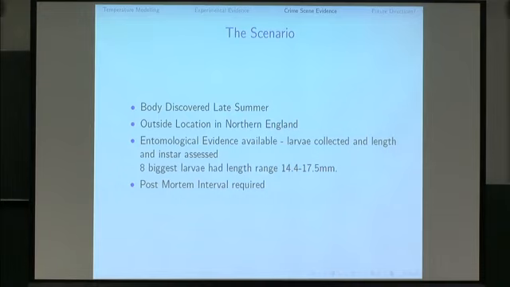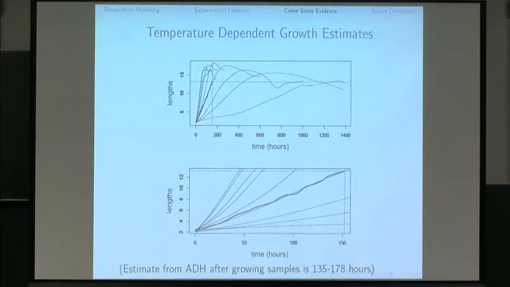There was larva collected and instar assessed. We just used the length of the larva, and it turned out the 8 biggest larvae that Martin discovered were between 14 and 17 millimeters long, and the police required a post-mortem interval estimate. So these are the temperature-dependent.